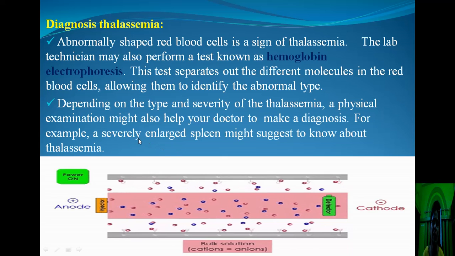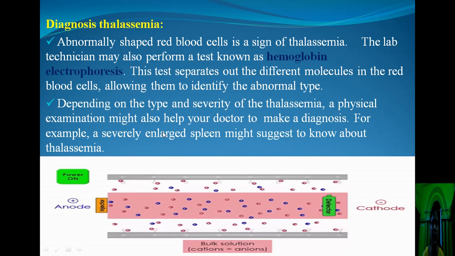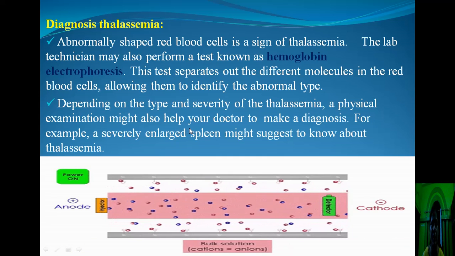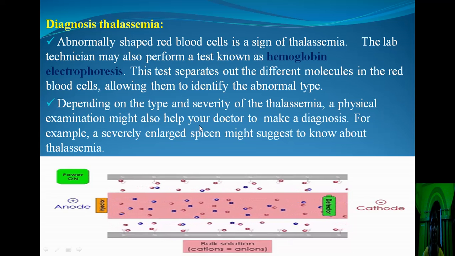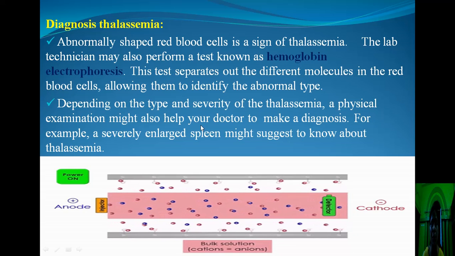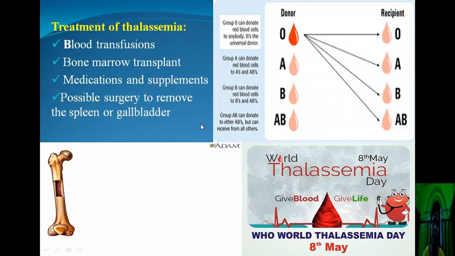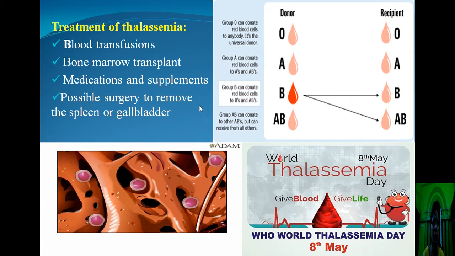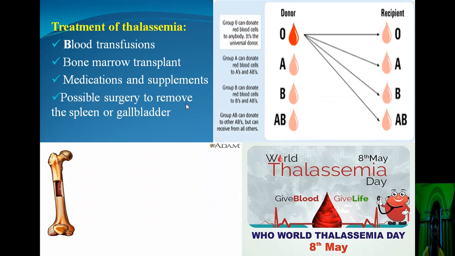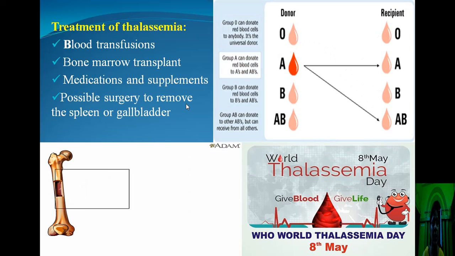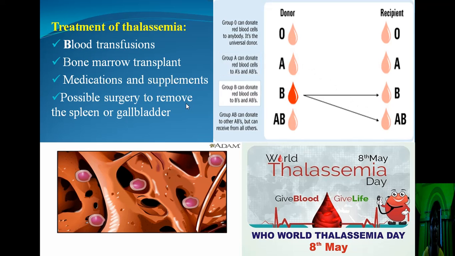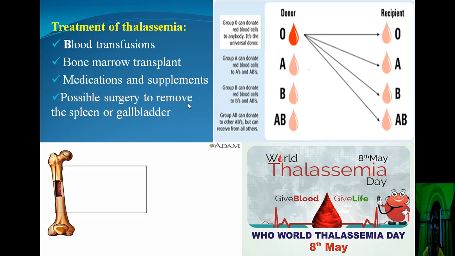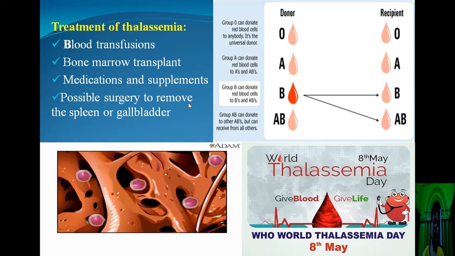Second test: depending on the type and severity of thalassemia, a physical examination might also help your doctor to make a diagnosis. For example, a severely enlarged spleen might suggest thalassemia. Next, the treatment of thalassemia. Treatment can be done by blood transfusion. Second, by bone marrow transplant. Third, by medications and supplements. Fourth, possible surgery to remove the spleen or gallbladder. These are the treatments which are done in thalassemia.